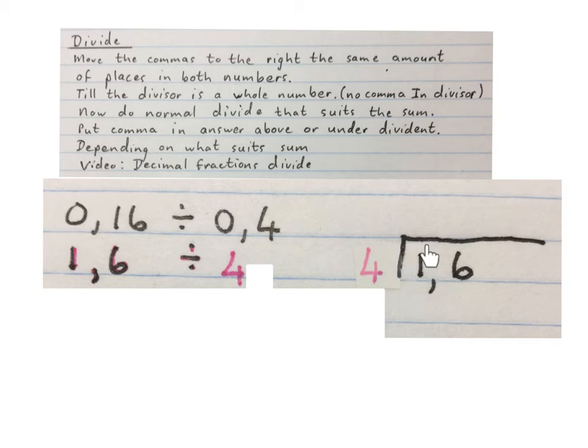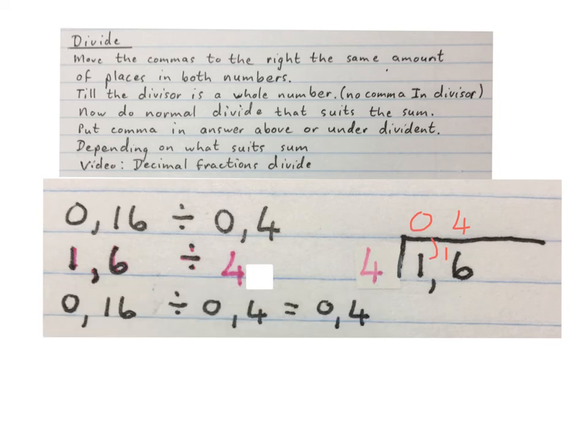I wrote the little house, put the 1,6 inside and the 4 outside. Next it says, put a comma in the answer above or under the dividend. So you take a comma, put an extra comma in your answer. Then you say 4 goes into 1, 0 times. Then you carry the 1. Then you say 4 goes into 16, 4 times. Then this is your final answer, 0,4. Then you write down the sum, 0,16 divided by 0,4 is equal to 0,4.